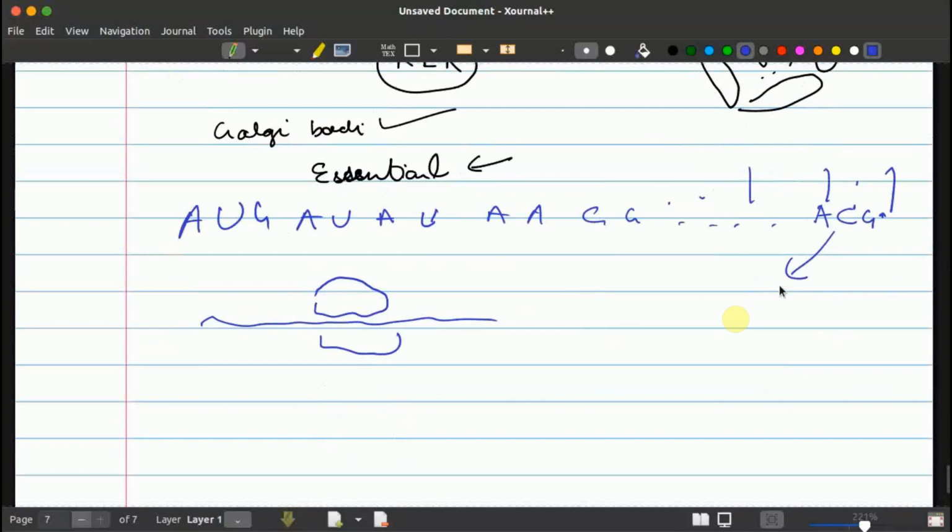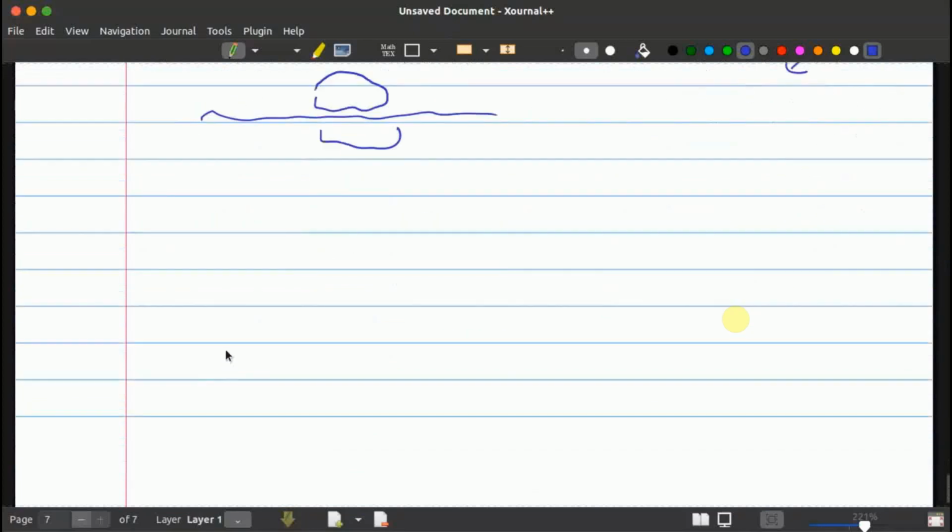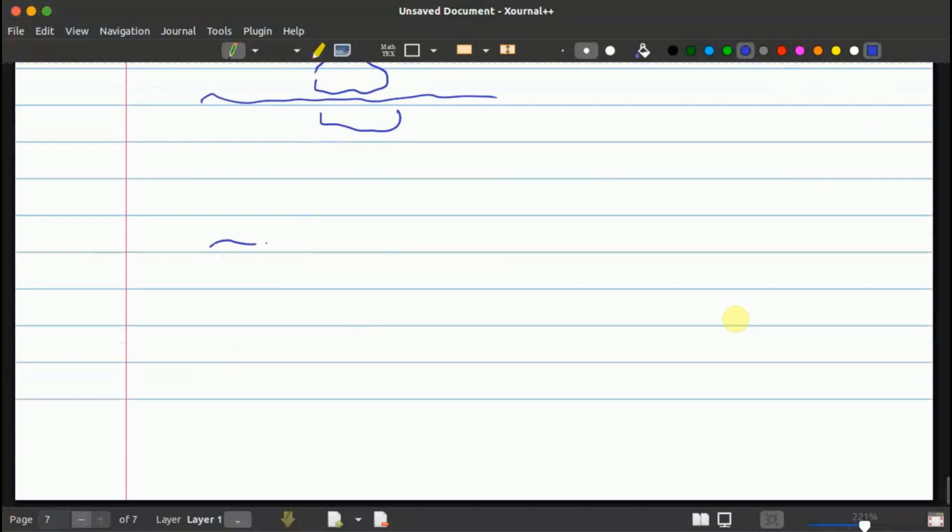Can I take one last thing, which is not a huge thing? The region before the first AUG, and the region after the stop codon up to the next AUG, or more generally the region after the stop codon, is untranslated. It doesn't do anything. So that is called UTR, untranslated region.